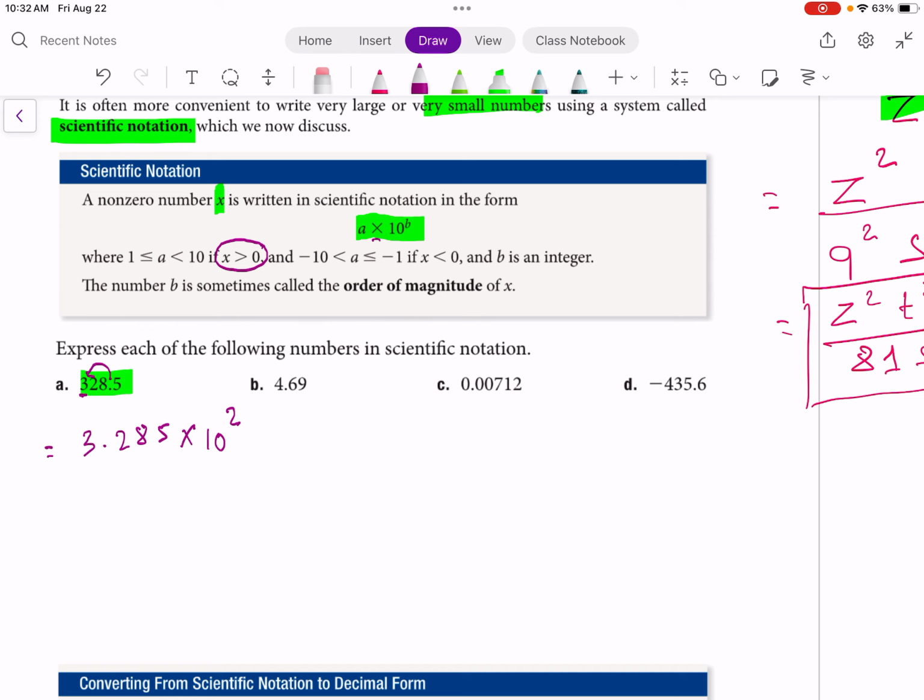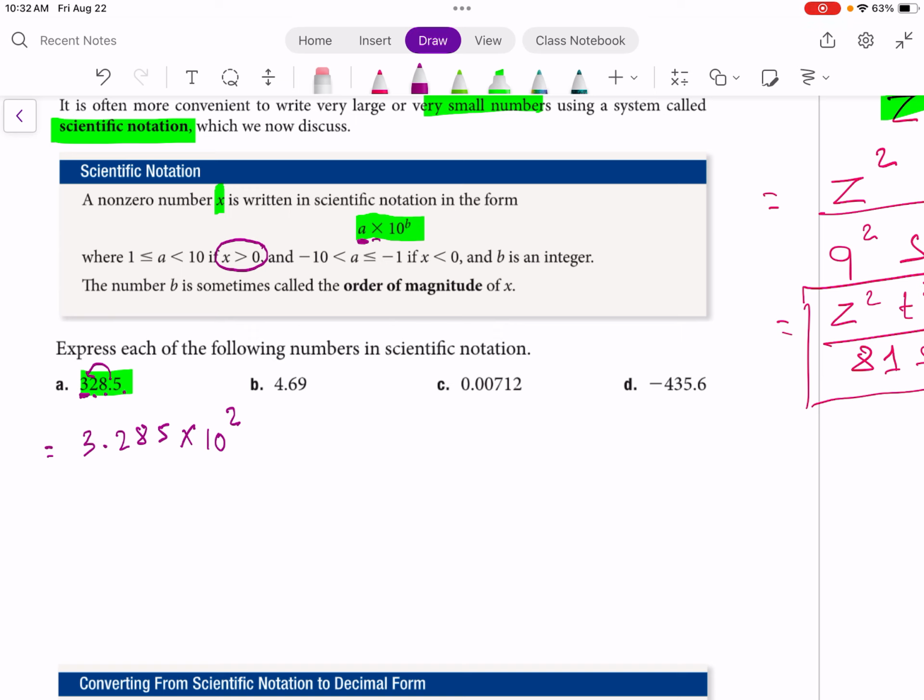So at first you have to know whether your number is greater than 0 or less than 0. Here we have 328.5, which is greater than 0. So we have to find our a. A has to be in between 1 and 10, so you take the first digit as your a. Then you move your decimal after 3 and write down the remaining digits, 285.